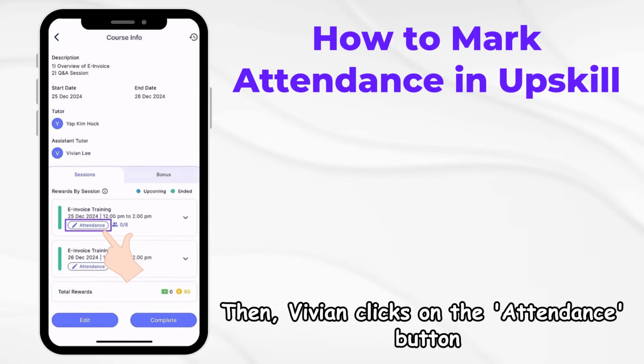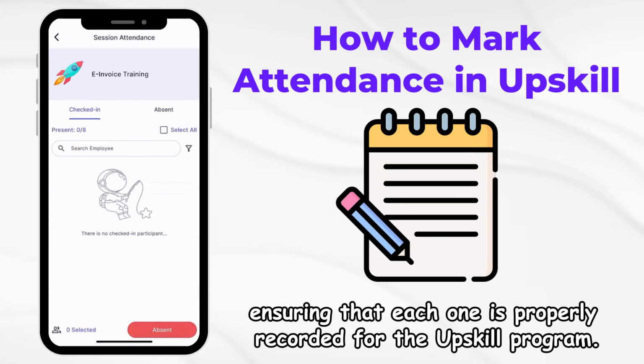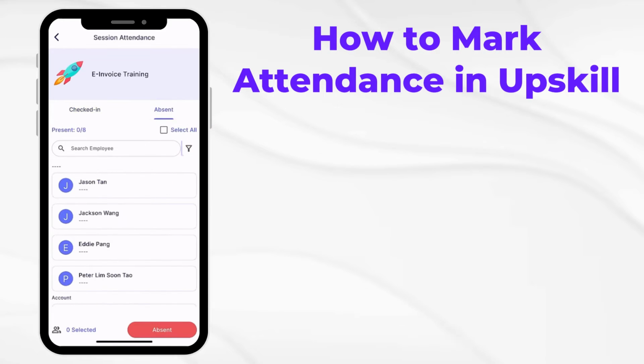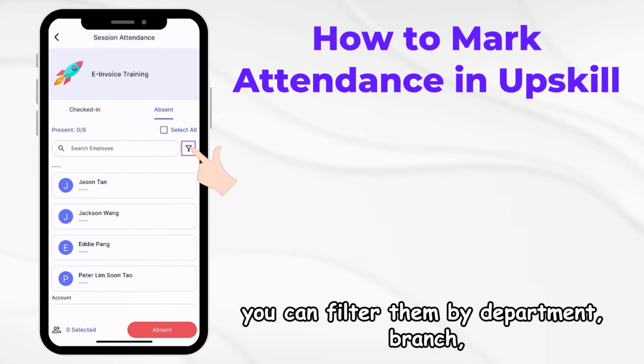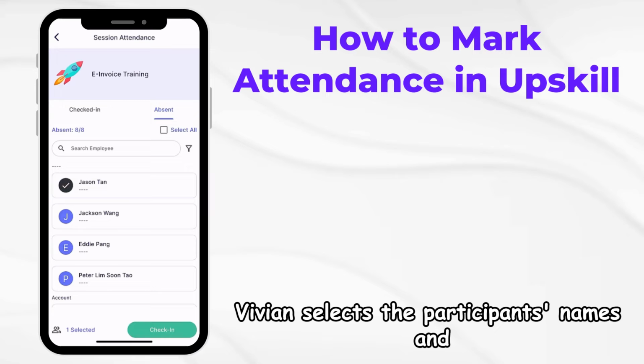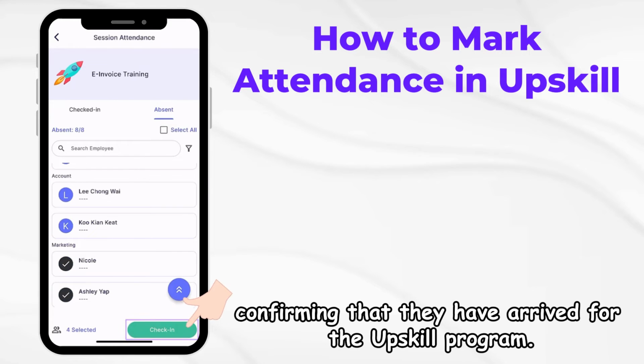Then, Vivian clicks on the Attendance button to mark the participants' attendance, ensuring that each one is properly recorded for the Upskill program. Select Absent to begin marking attendance for the participants. To easily organize the participants, you can filter them by department, branch, and other criteria by clicking the filter icon. Vivian selects the participants' names and clicks Check-in to mark their attendance, confirming that they have arrived for the Upskill program.